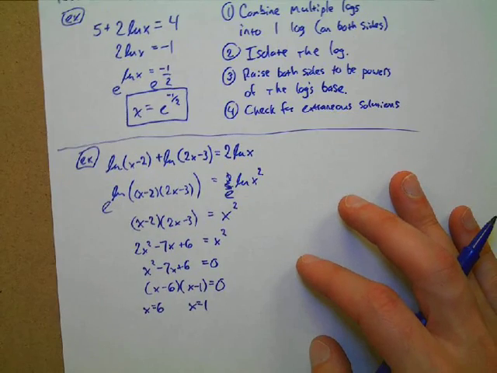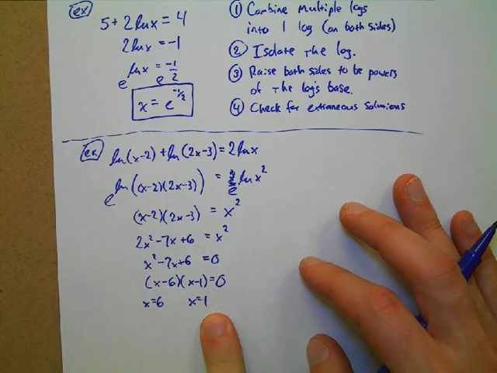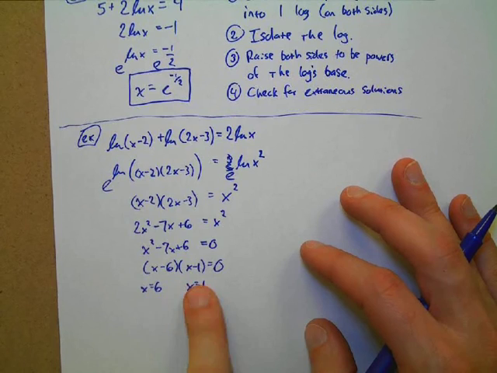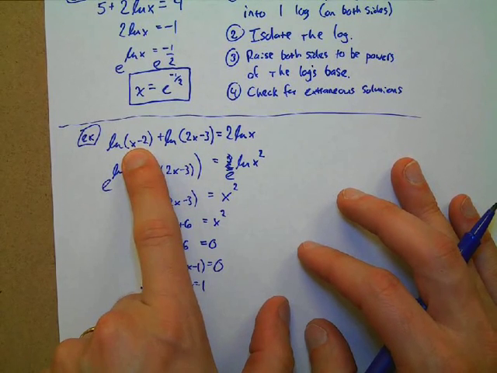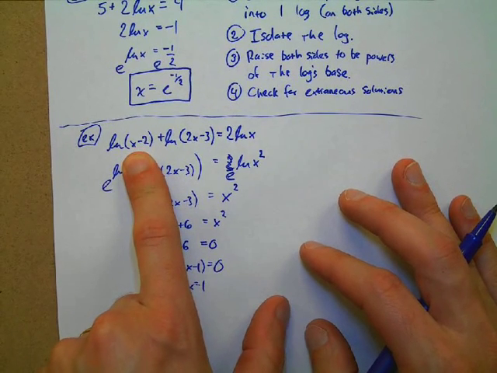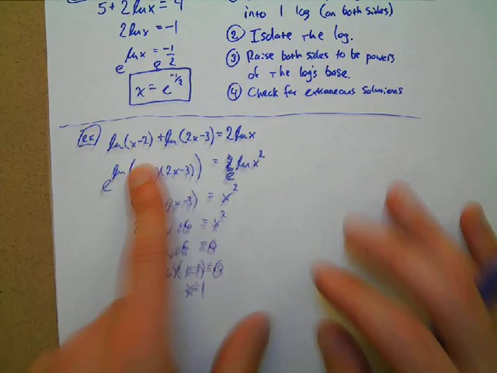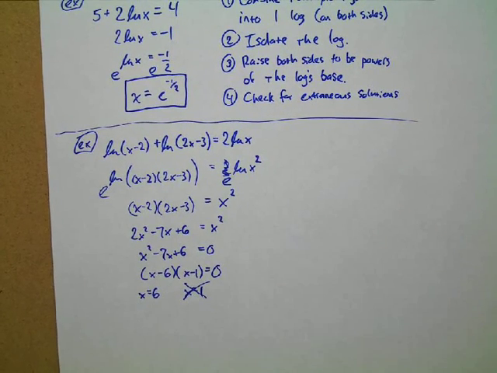But if we plug in 1, it'll be natural log of 1 minus 2, which is natural log of negative 1. Can't take the natural log of negative 1. So x equals 1 is not a solution. It does not work. It's not part of the domain there.